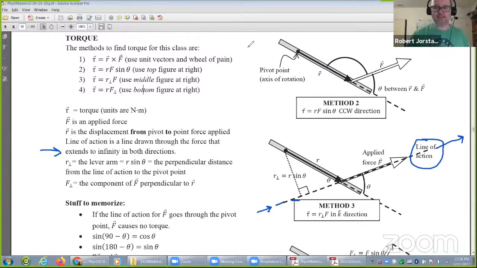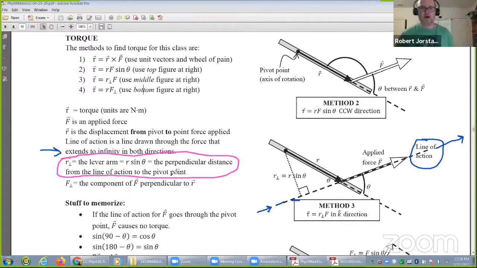R perpendicular is a special part of the R vector. Give me just a second, circling it here. R perpendicular has a special name. It's called the lever arm. It's shown right there. It's perpendicular to the line of action. That's why we call it R perp. You're going to hear me call it R perp a lot, for R perpendicular.